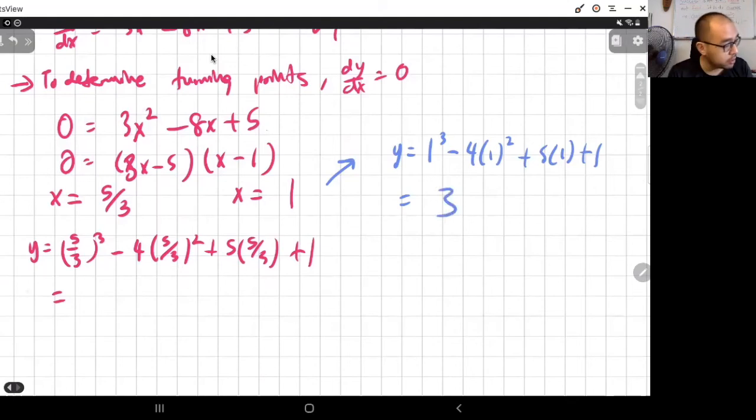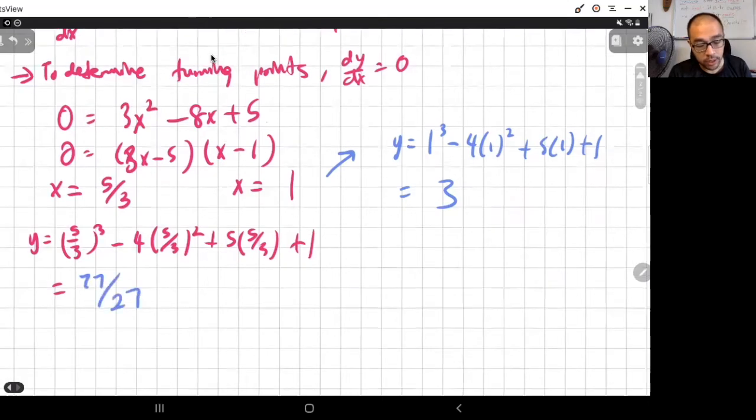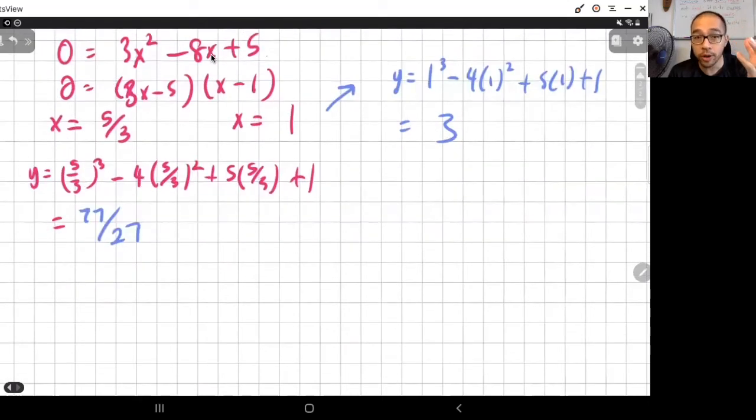Okay, what is this one? Can somebody calculate this? It's a very weird number. 77 over 27. Okay, 77 over 27. So again, turning points must be coordinates. So you need to write your answer in coordinates.